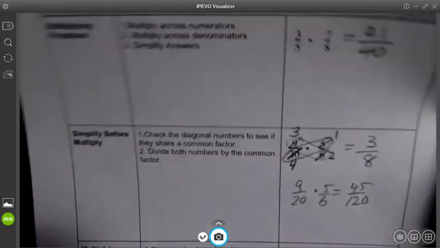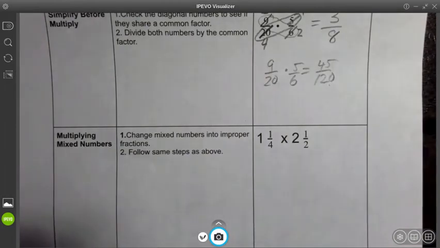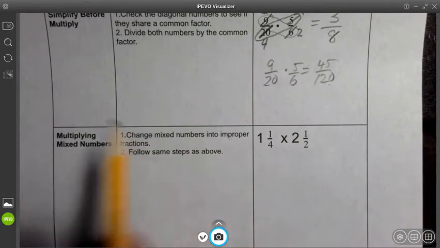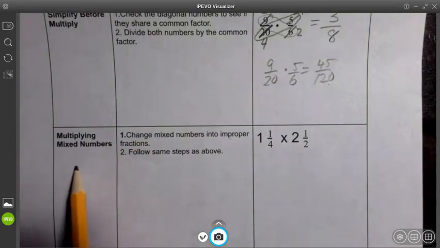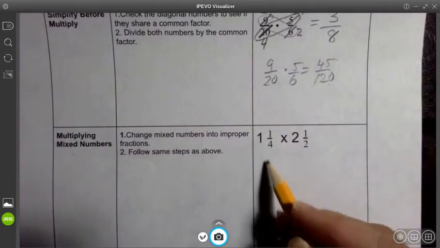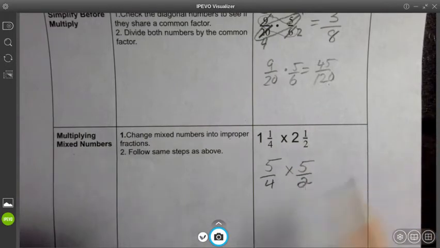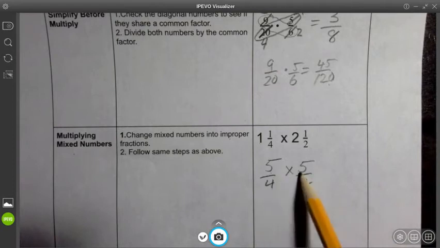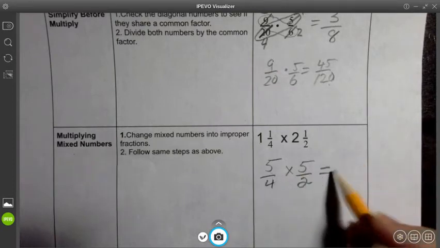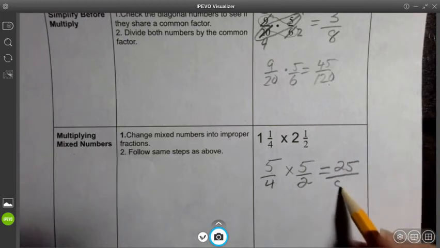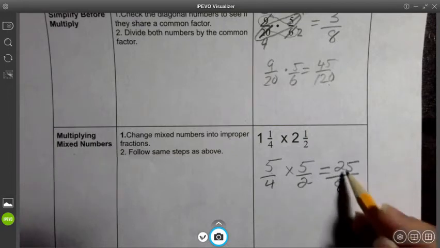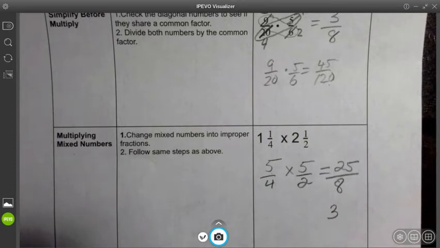The last scenario is multiplying mixed numbers. When we multiply mixed numbers, we must change them into improper fractions. You cannot multiply mixed numbers. You only can multiply fractions. So 4 times 1 is 4 plus 1. I have 5 fourths times 5 halves. Then you're going to follow the same rules as above. I can't simplify anything, so I'm going to multiply my numerators, and I get 25. Multiply my denominators and get 8. I could leave it that way, or again, depends on my purpose. 8 goes into 25 3 times. That gives me 24, so I have 1/8 left over.